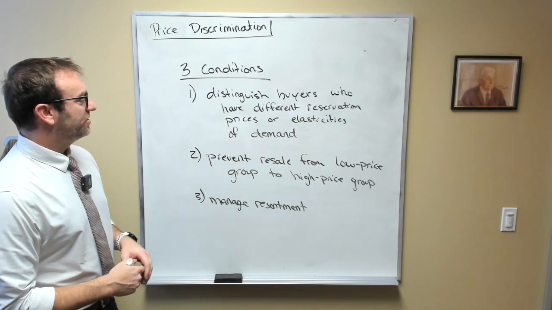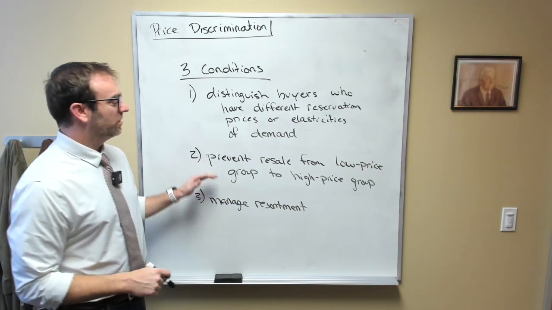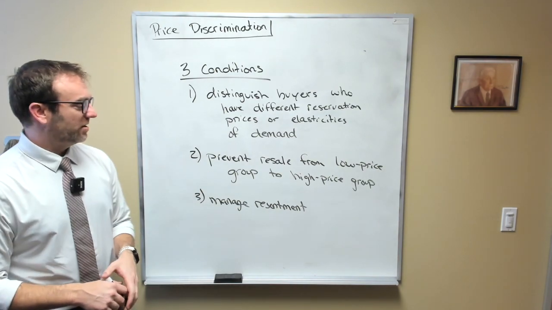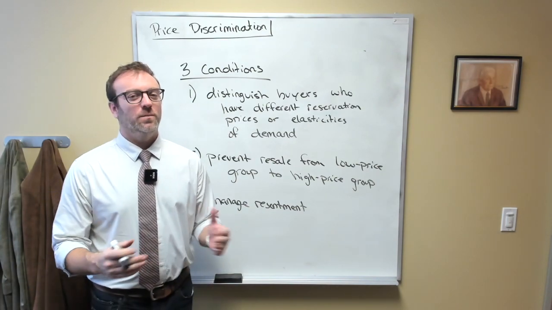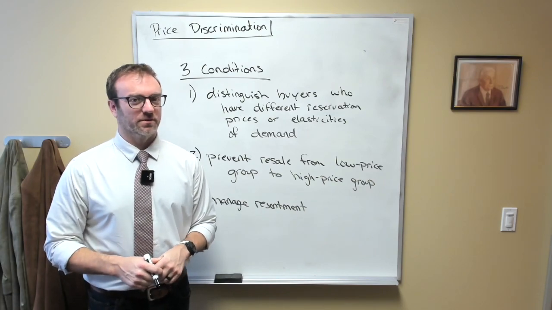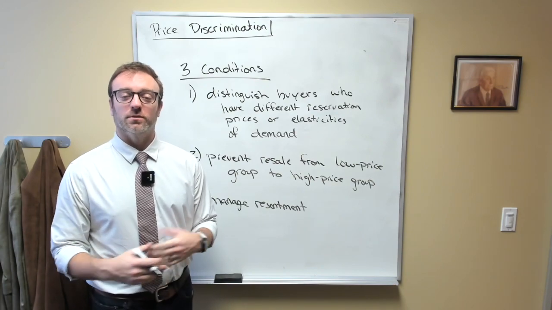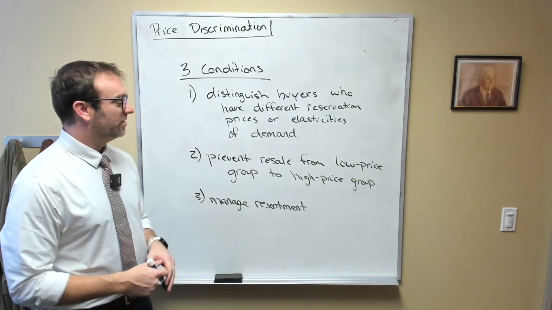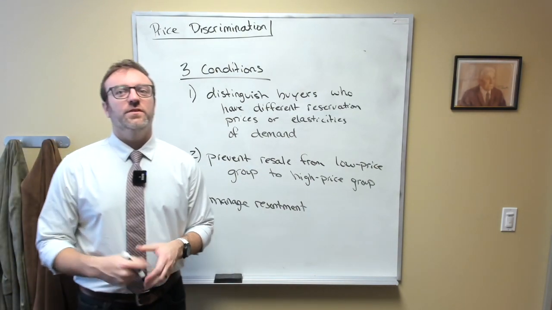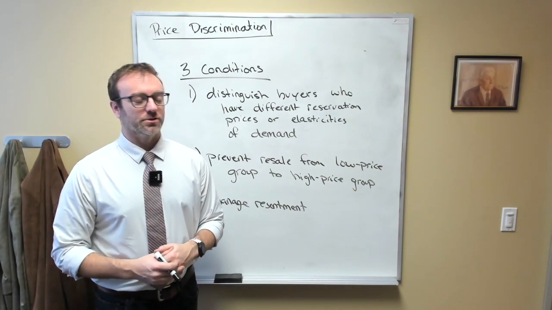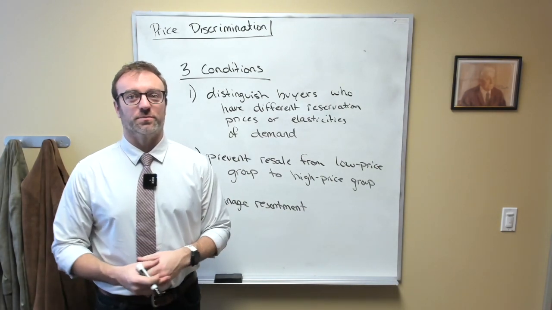What about preventing resale from low price groups to high price groups? This one's actually really tricky, and we're going to come back to this one. In terms of managing resentment, giving education discounts and senior citizen discounts almost never engenders any type of resentment. In fact, most people think it's a good thing that we charge college students and retired people lower prices. And so in that case, there is no resentment whatsoever. Preventing resale is often the hardest of these 3 conditions to accomplish, and is often the reason why we don't see as much price discrimination as we might otherwise predict.